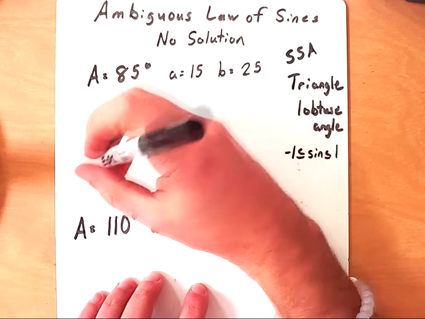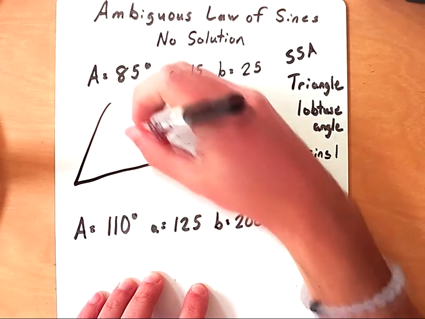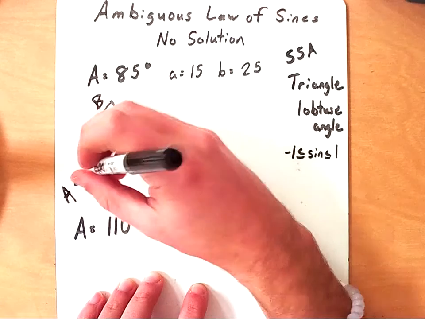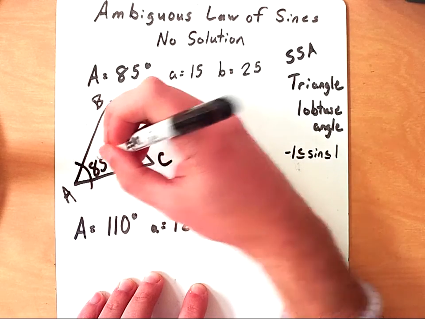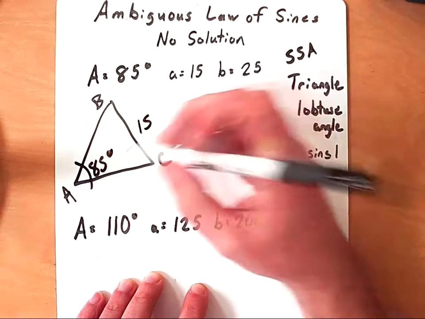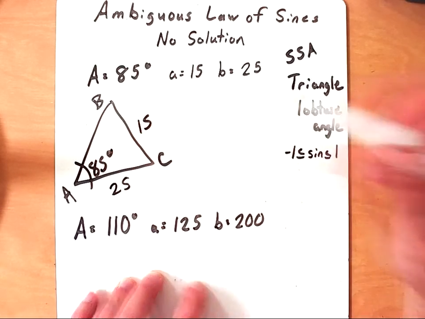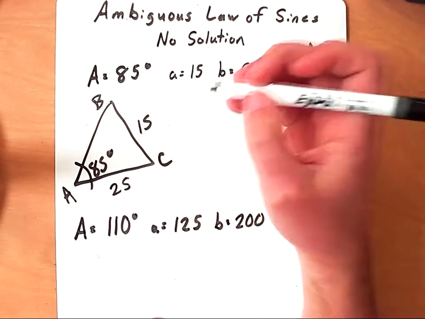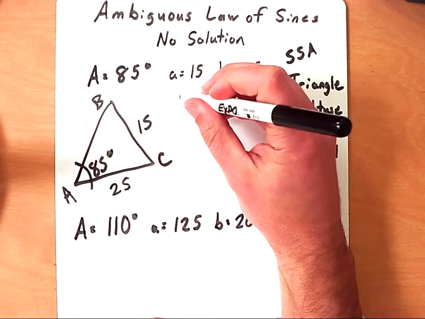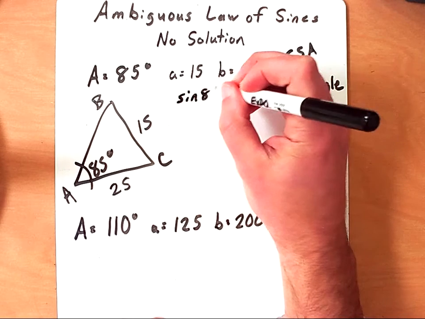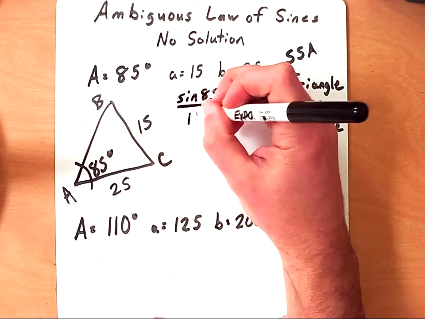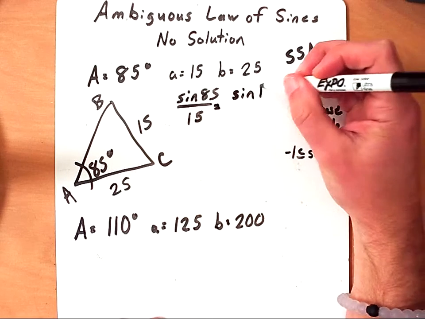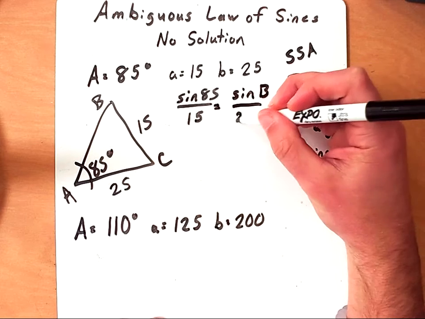So let's look at our first problem. We'll go ahead and draw out the triangle. So we'll have triangle ABC. We've been given that A equals 85 degrees, side a equals 15, and side b equals 25, okay? So we'll go ahead and solve for angle B. To do this, we'll set this up. We're going to have that the sine of 85 over 15 equals the sine of B over 25.